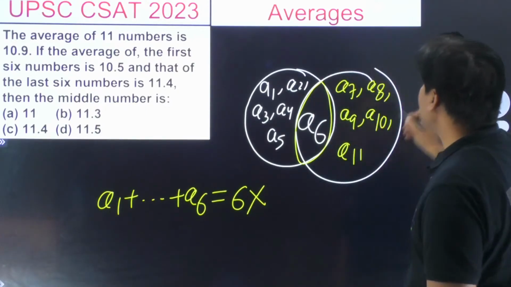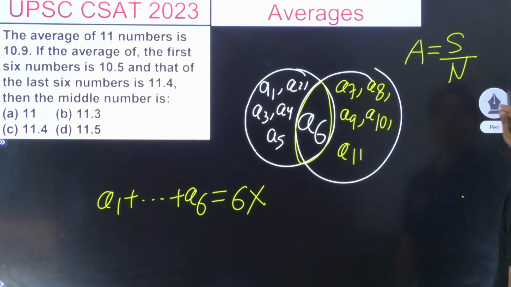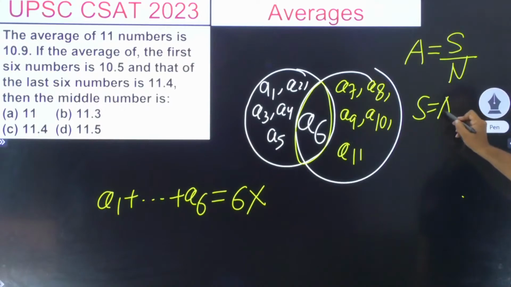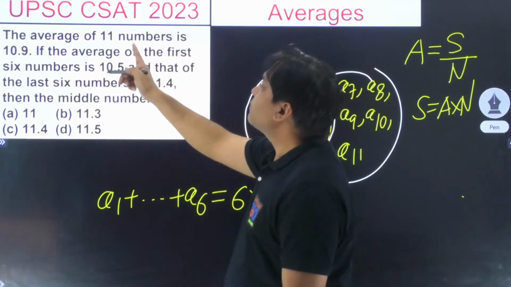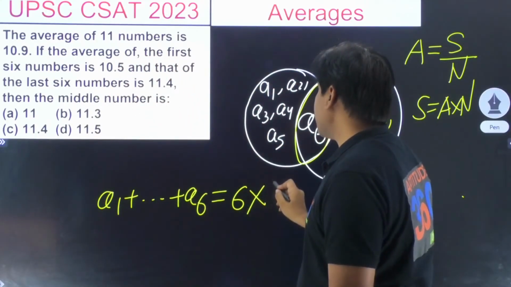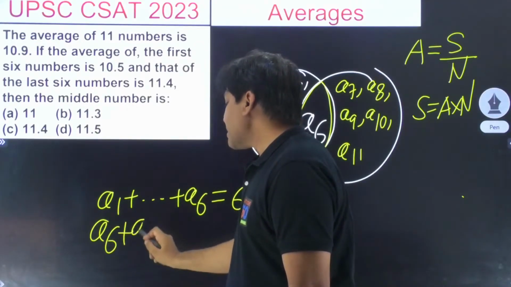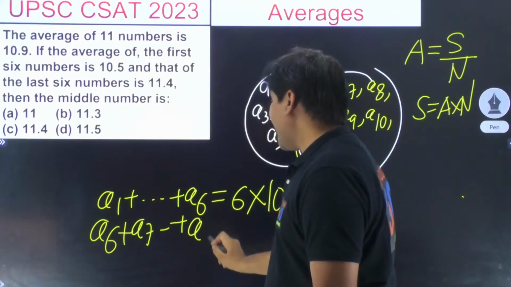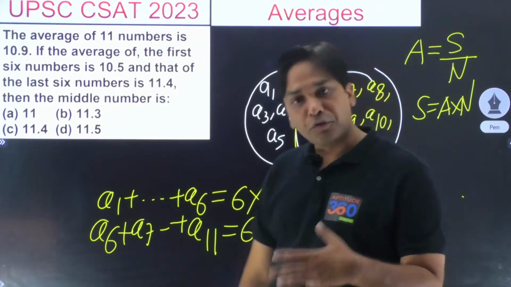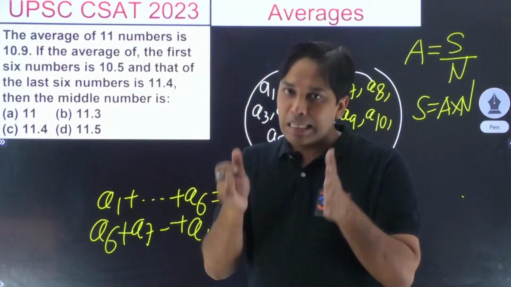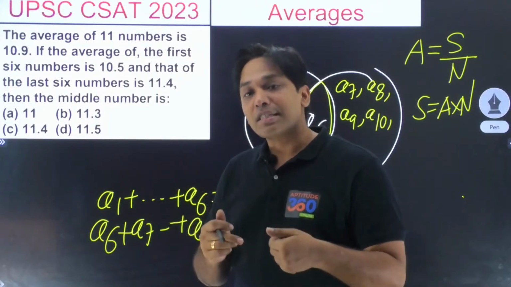In the last class, what did we learn? We learned that average is equal to total sum divided by total number, is it not? So can we find out what the sum is? Sum is average into number. What is the average of the first 6 numbers? The average of the first 6 numbers is given to you as 10.5. And what is the average of the last 6 numbers? A6, A7, and so forth up to A11, and that is given as 11.4. So for the first 6, the average is given, so you can find the sum of the first 6 numbers, and then you can also find the sum of the last 6 numbers.